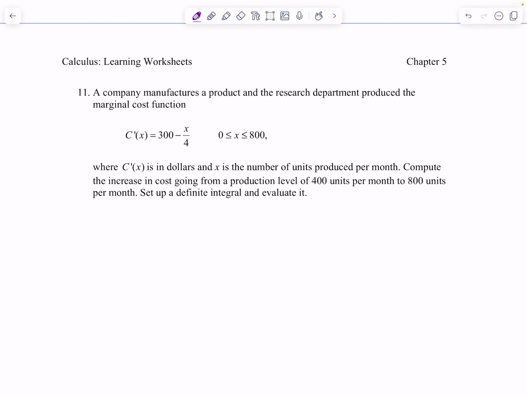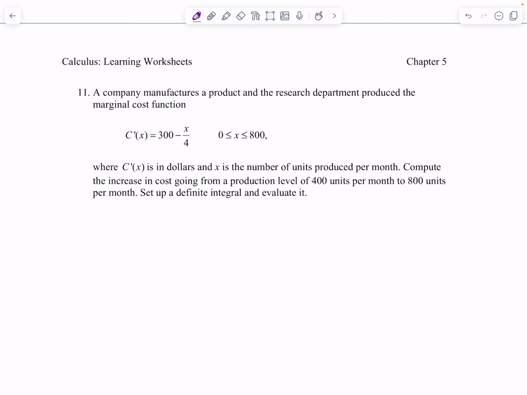A company manufactures a product and the research department produces the marginal cost function C prime of x equals 300 minus x over 4 from 0 to 800, where C prime is in dollars and x is the number of units produced per month. Compute the increase in cost going from a production level of 400 units to 800 units. Set up a definite integral and evaluate it.